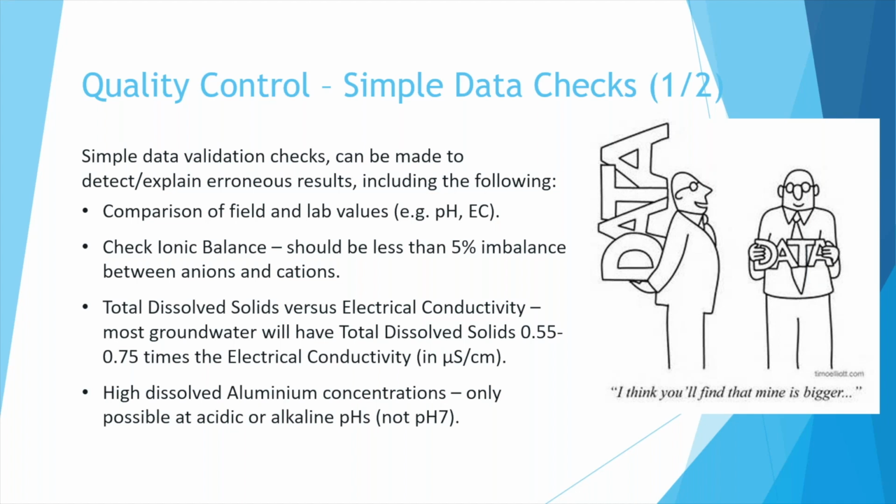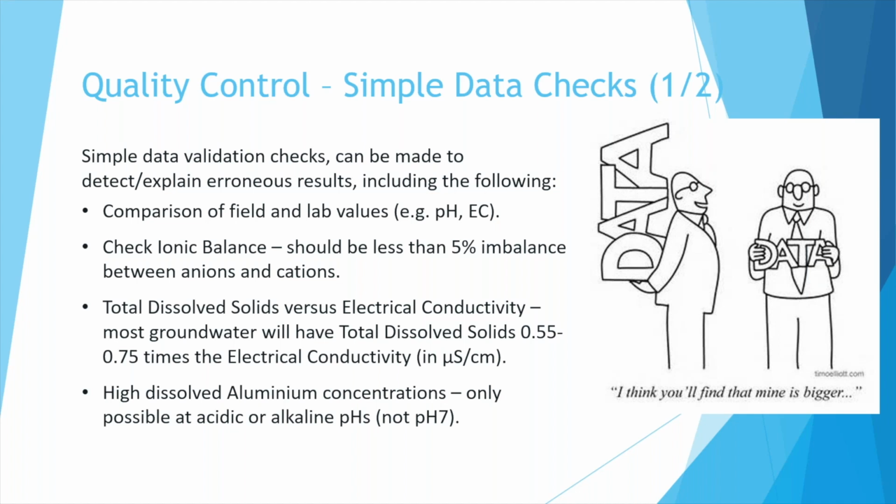Most groundwater will have a total dissolved solid value of between 0.55 and 0.75 times the electrical conductivity value measured in microsiemens per centimetre. Now, looking at specific chemical parameters, the first one I'd like to mention is aluminium.